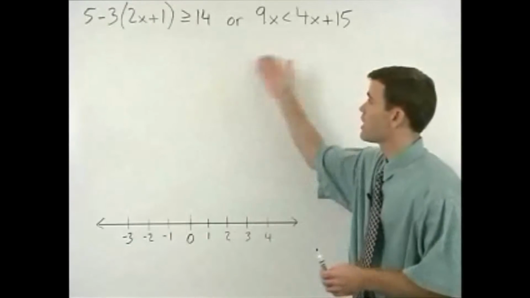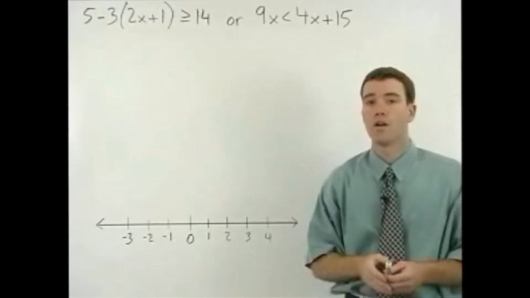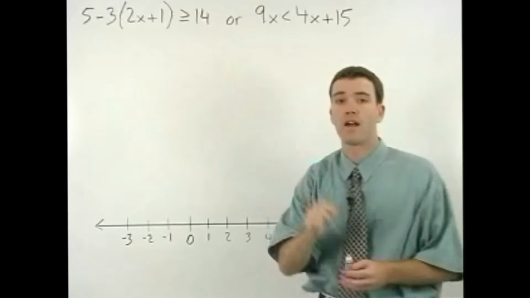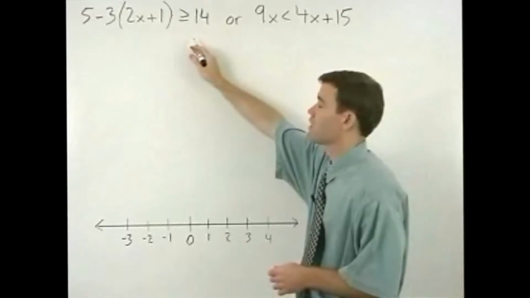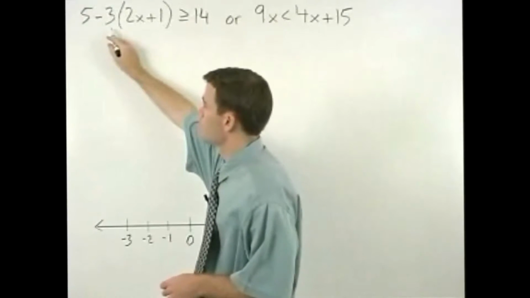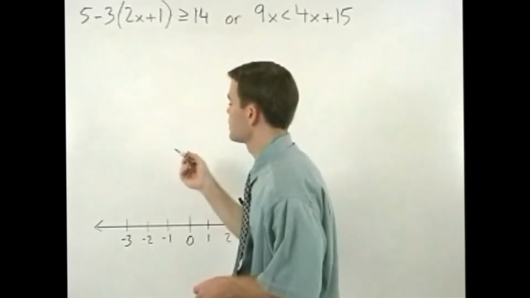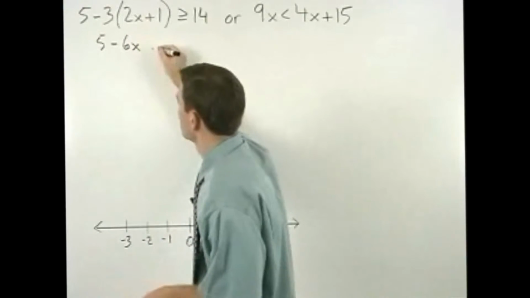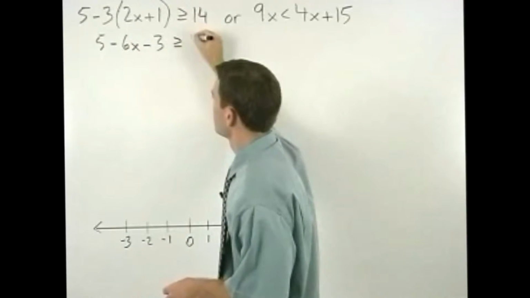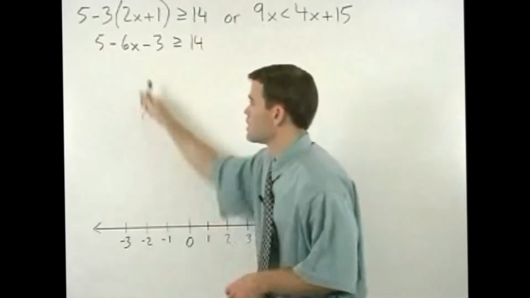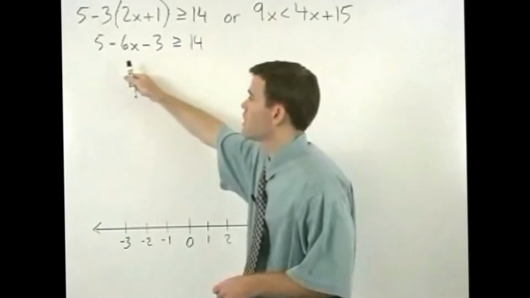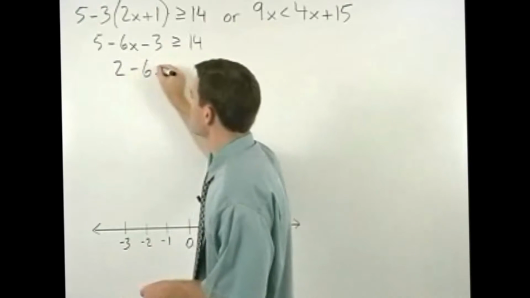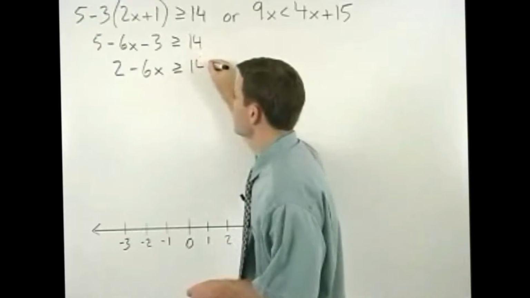Before graphing the combined inequality that you see here, we need to solve each of the two individual inequalities for x. So let's start with the one on the left. Our first step would be to distribute this -3 through the parentheses, which gives us 5 minus 6x minus 3 is greater than or equal to 14. Simplifying the left side one step further, 5 minus 3 is 2, so we have 2 minus 6x is greater than or equal to 14.